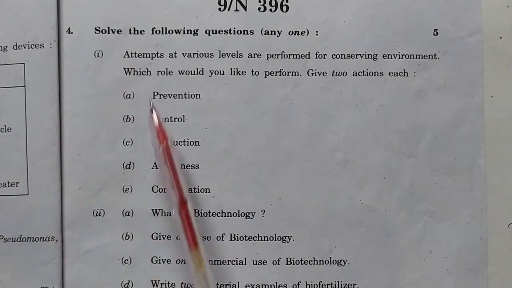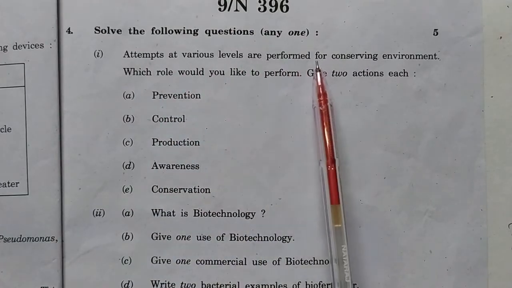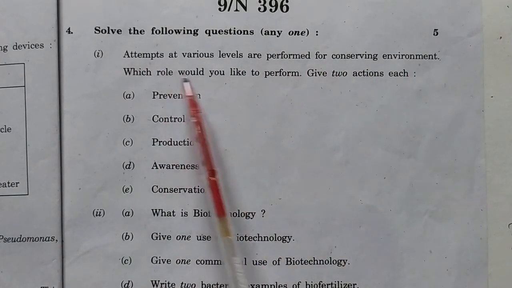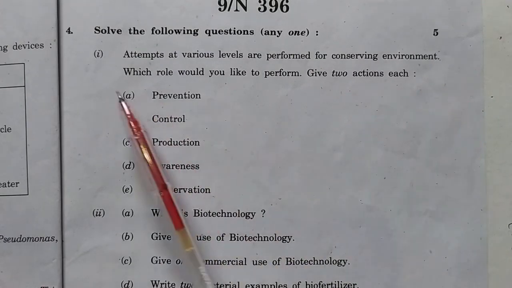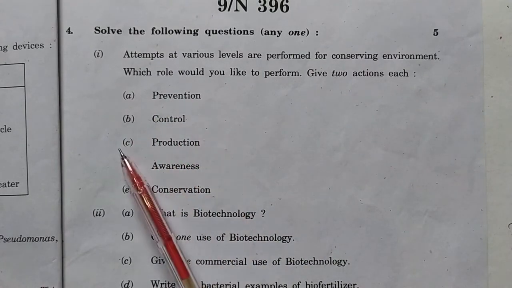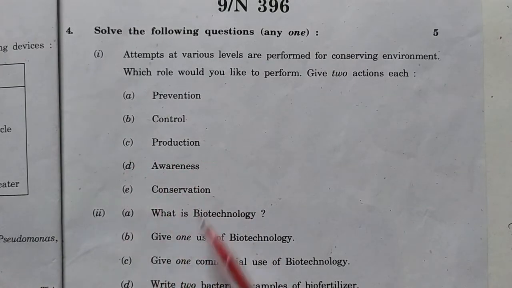And the first one is attempts at various levels are performed for conserving environment. Which role would you like to perform? Give 2 actions each. And the first one is prevention, second control, C production, D awareness, and E conservation.